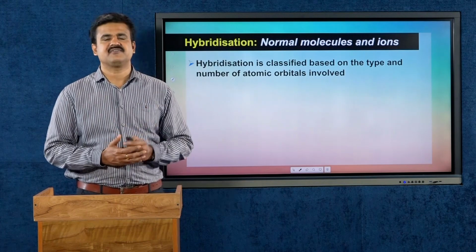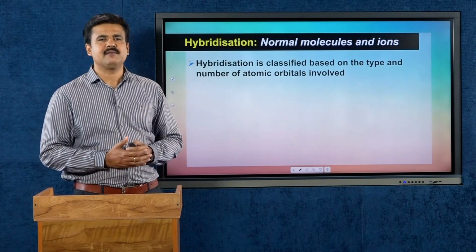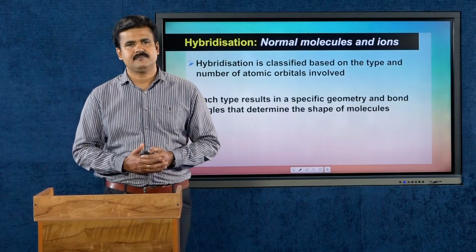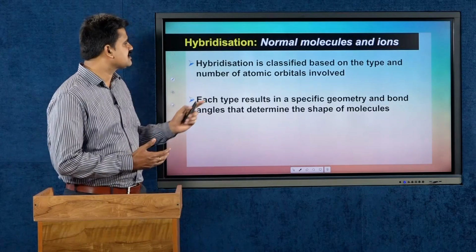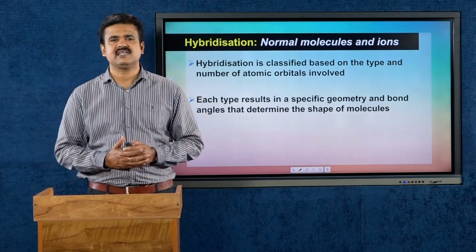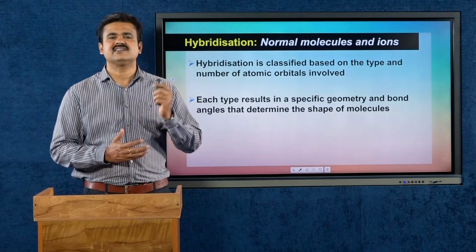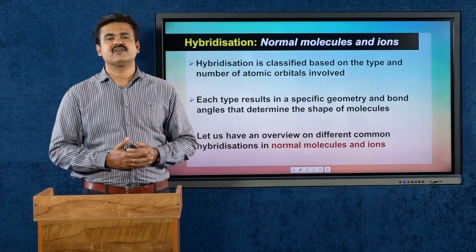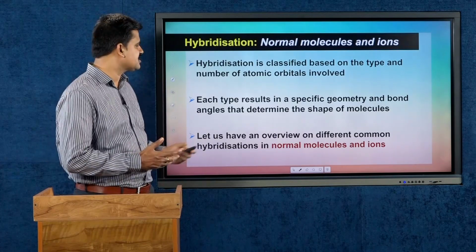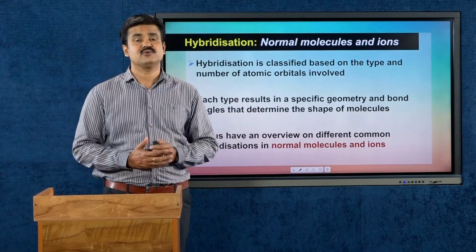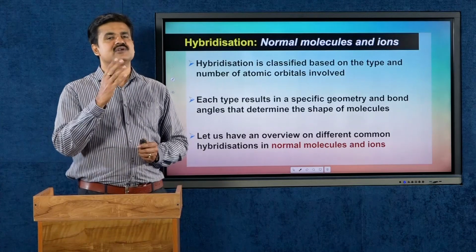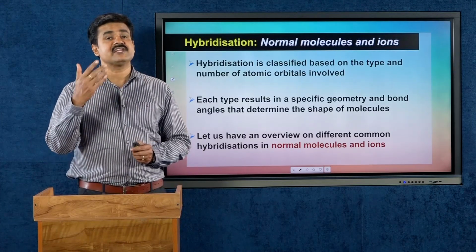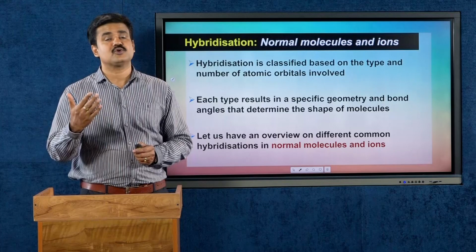Hybridization is classified based on the type and number of atomic orbitals involved. Each type results in a specific geometry and bond angles that determine the shape of molecules. Let us now have an overview of different common hybridizations in normal molecules and ions. It should be noted that the hybridization shown by coordination complexes is different from that of normal molecules.